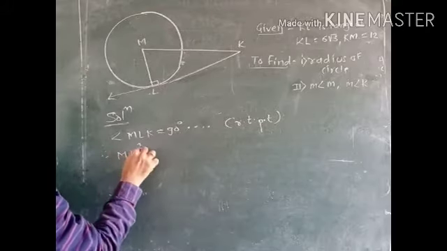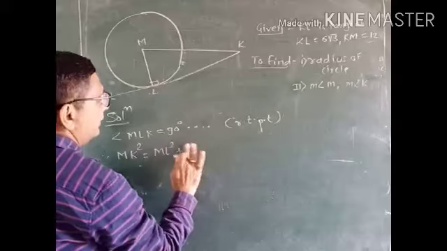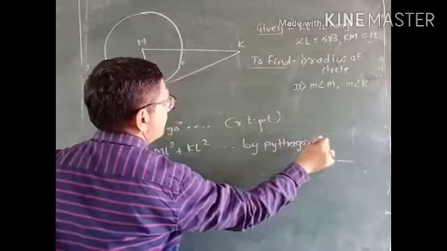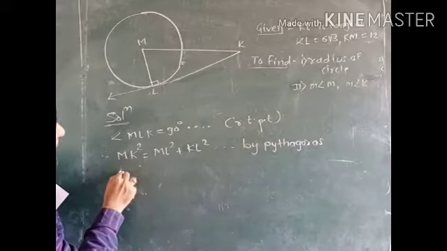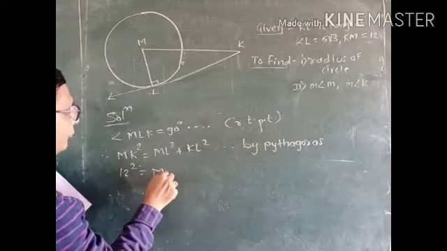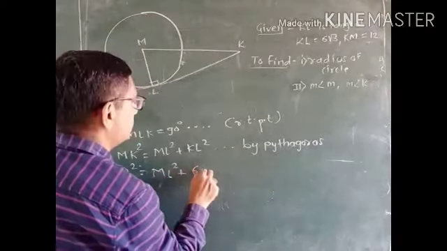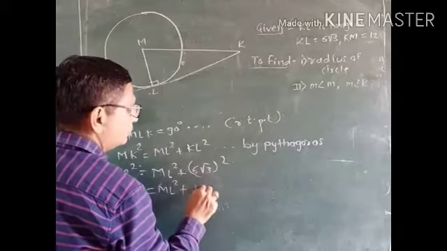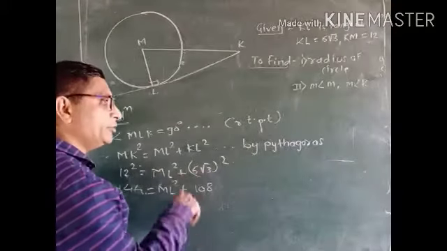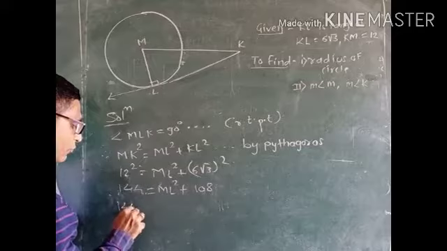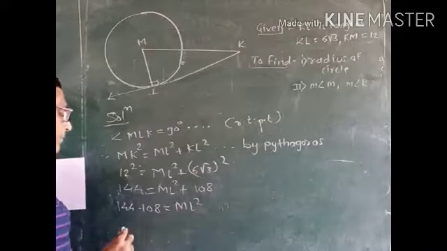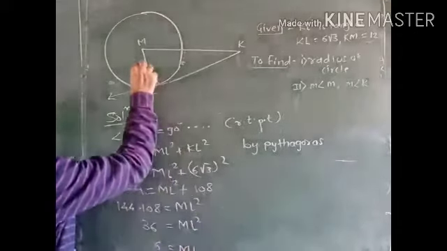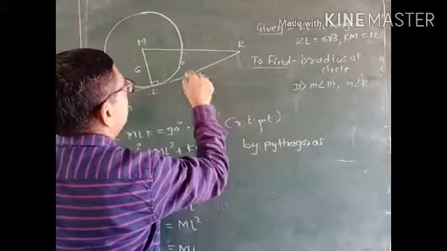Therefore, MK square is equal to ML square plus KL square by Pythagoras theorem. MK is 12, ML is not known, and KL is 6 under root 3. So 12 square, 144, is equal to ML square plus 108. Square of 6 is 36, into 3 is 108. 144 minus 108 is equal to ML square. So 36 is equal to ML square and ML is 6. ML is 6, KL is 6 under root 3 and MK is 12.